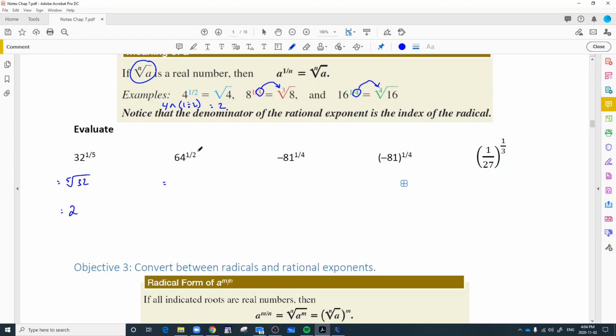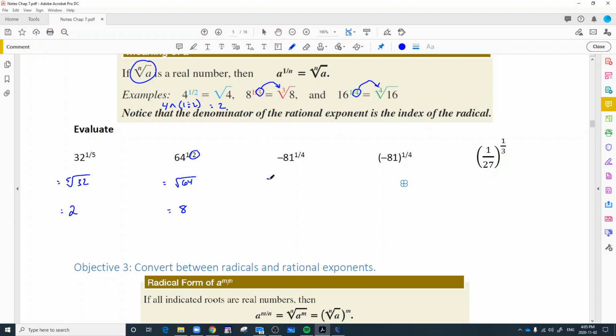So for this one, again, the denominator of your rational exponent is your index. So the square root of 64, again, when it's a 2, we don't have to write it. So that would be 8. Okay, so now they're going to get some negatives thrown in there and some different things. I recommend you pause the video, try to solve these on your own, and then unpause the video.